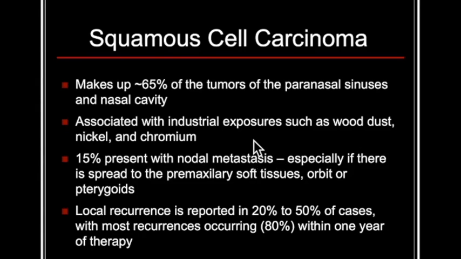Approximately 15% of patients will present with nodal metastasis. That's especially true if they've spread to the premaxillary soft tissues, the orbits, or the pterygoids. And local recurrence is actually relatively common. It occurs in 20 to 50% of cases, and most of those will occur within 1 year.